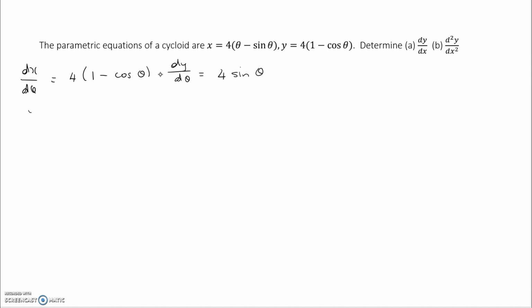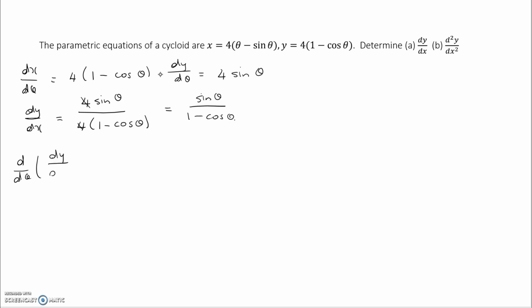Okay, putting that together then, dy by dx is equal to dy by d theta, which is 4 sine theta over dx by d theta, and simplifying that, cancelling, and we have sine theta over 1 minus cos theta. To find the second derivative, the second derivative is the derivative with respect to theta of the first derivative over dx by d theta. Now we've found dx by d theta as being 4 times 1 minus cos theta.